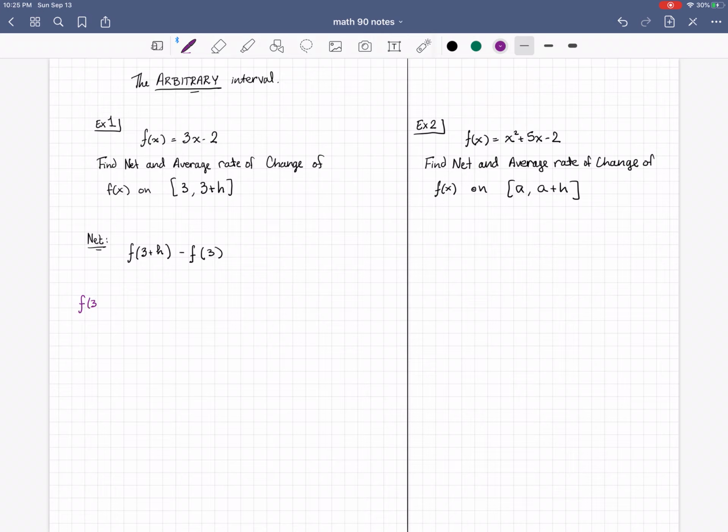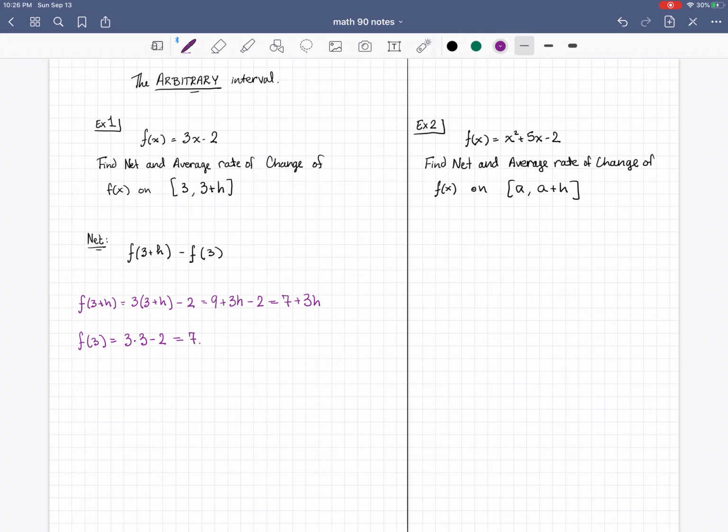So f of 3 plus h. Well, what does this function do to its inputs? This function multiplies its inputs by 3 and then subtracts 2. So if the input is 3 plus h, we multiply that by 3 and then subtract 2. So we have 9 plus 3h minus 2, which is 7 plus 3h. Okay? And then f of 3: this function multiplies its inputs by 3 and then subtracts 2, so f of 3 is 7.